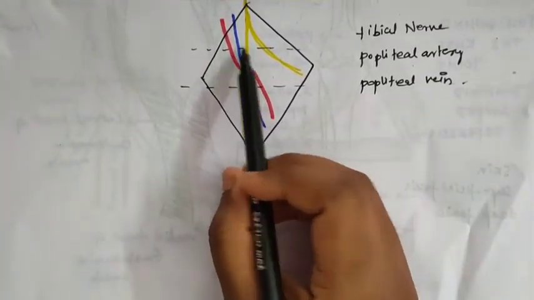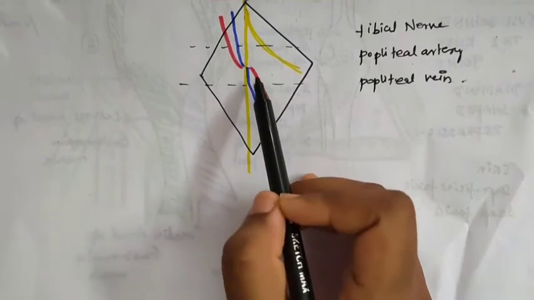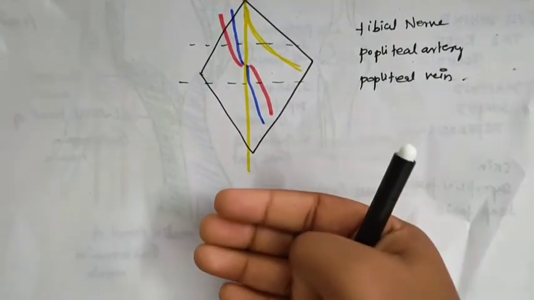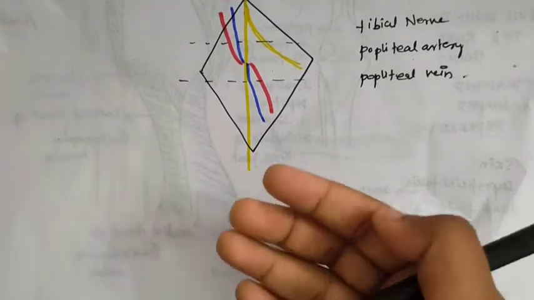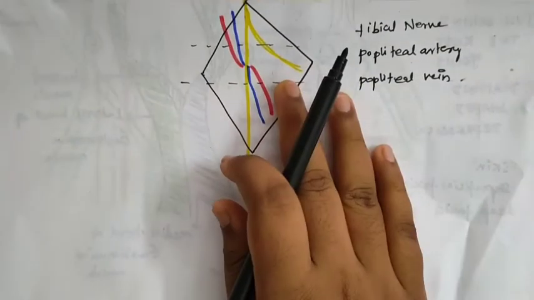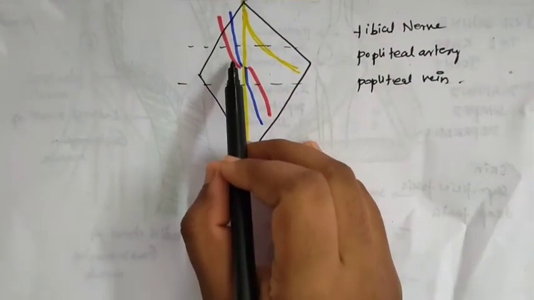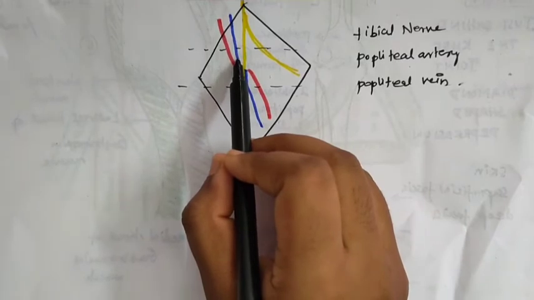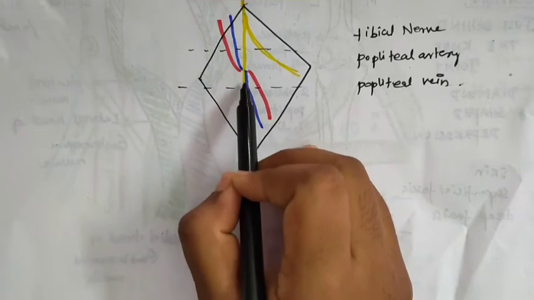When you see it in the middle portion, they are arranged from anterior to posterior, because the popliteal fossa is present on the posterior side. Most anterior is the popliteal artery, in the middle you can see the popliteal vein, and most posterior is the tibial nerve. This thing you want to know.